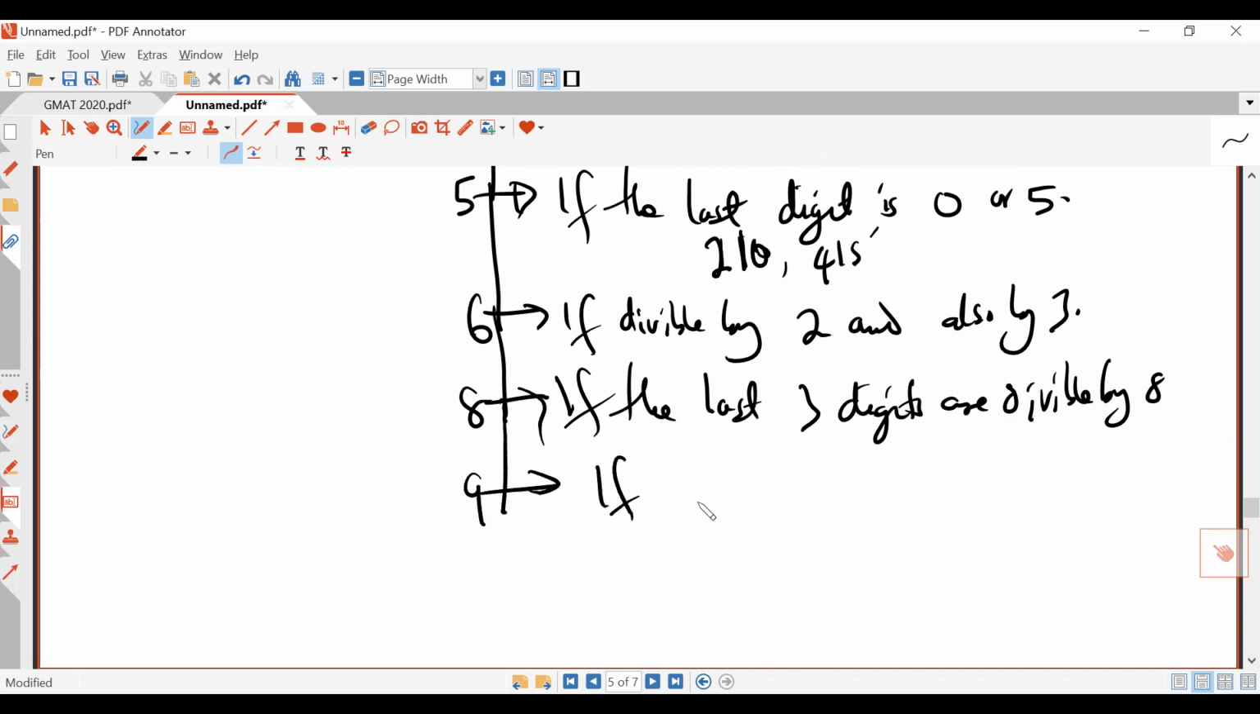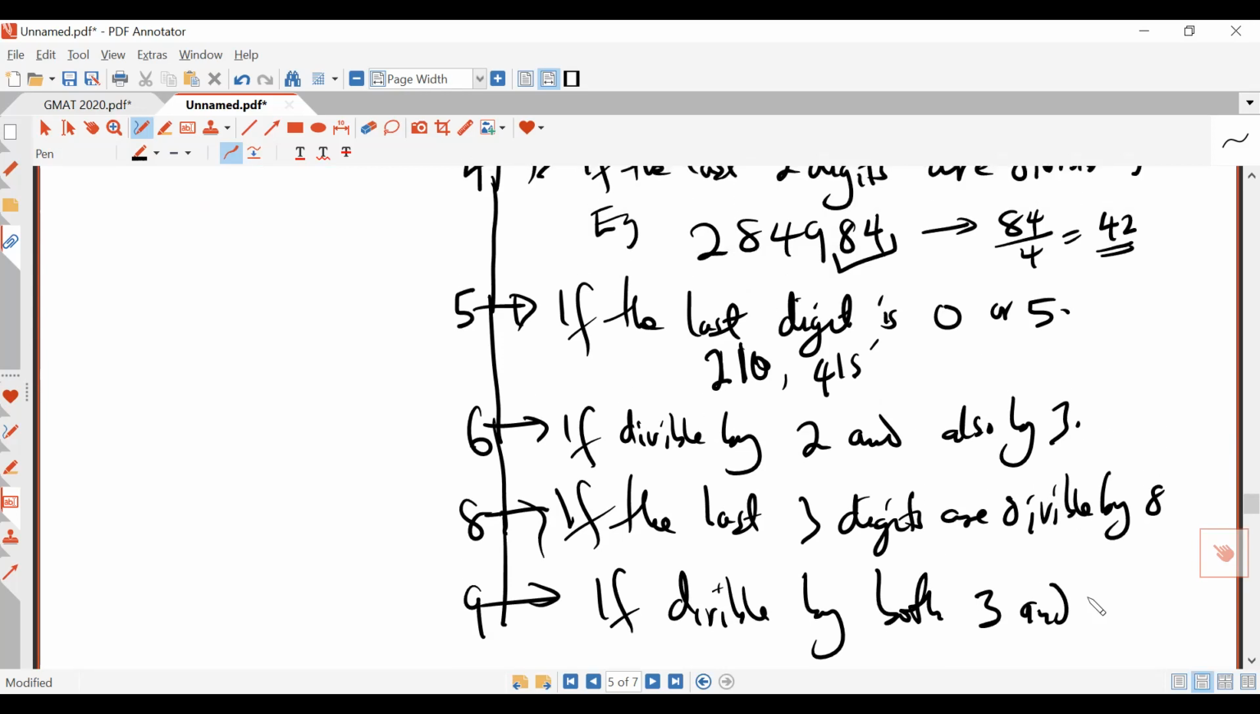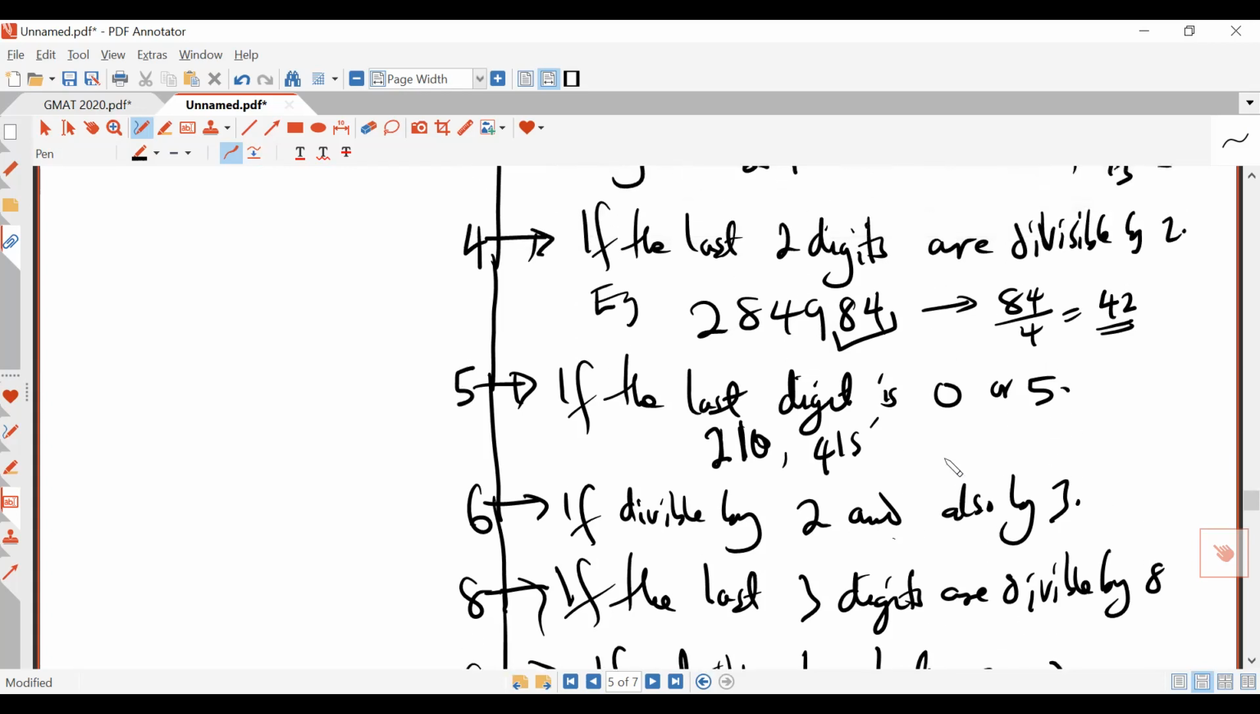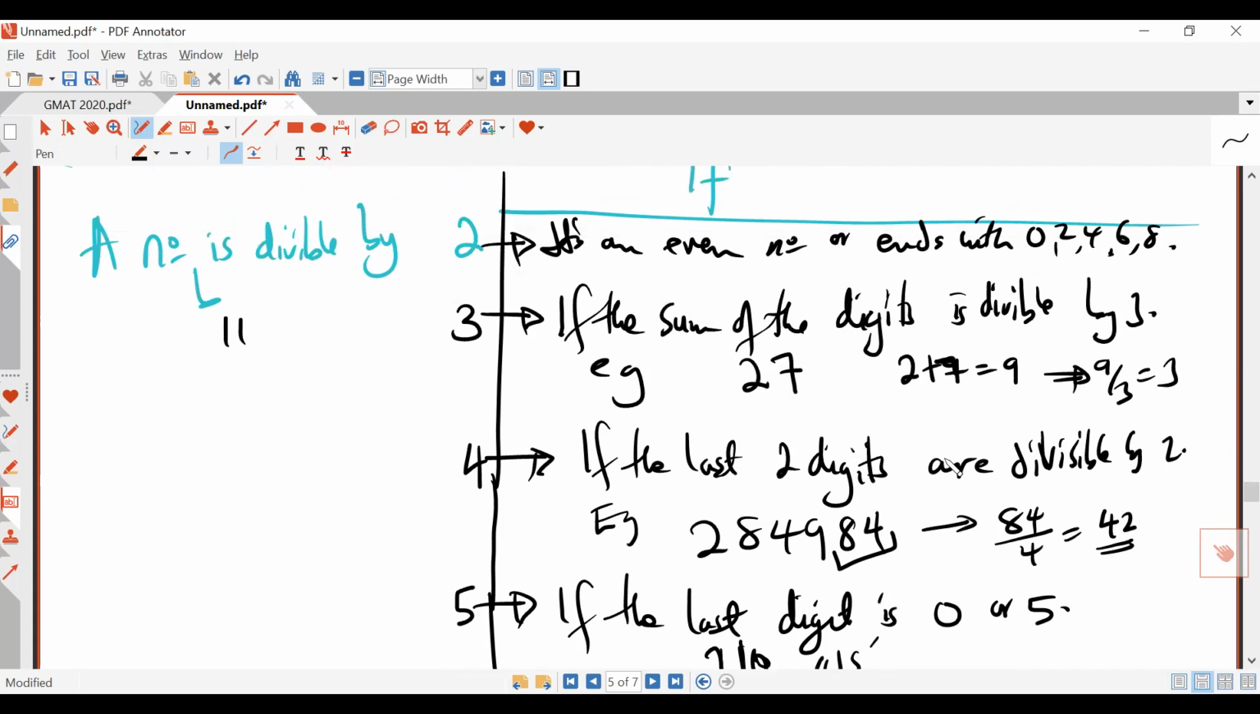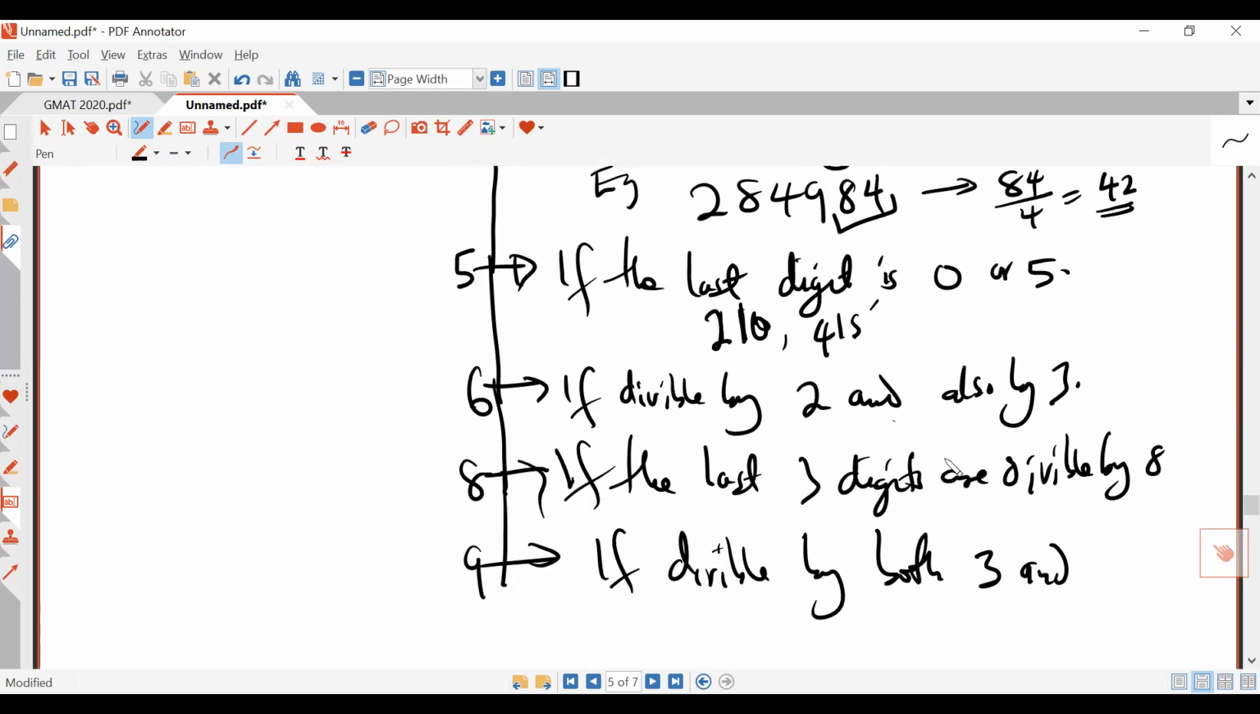If divisible by 3 and 9. Let me say 3 and 8. Yeah, if it is by 3. Yes, I wanted to end with that. Maybe you can take a screenshot, or I'm going to send you this document, just to refer to.